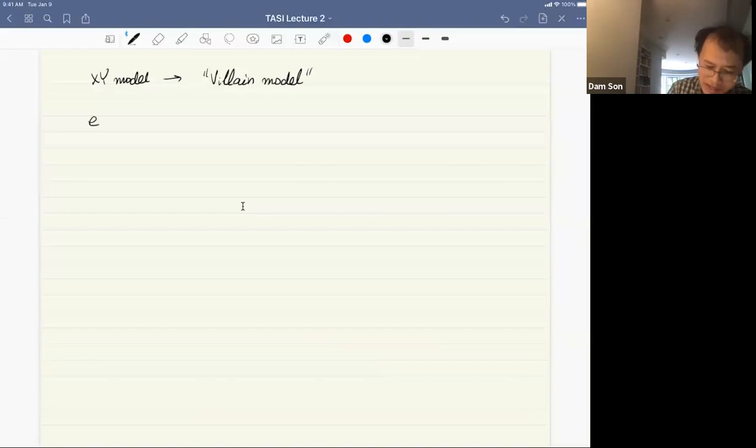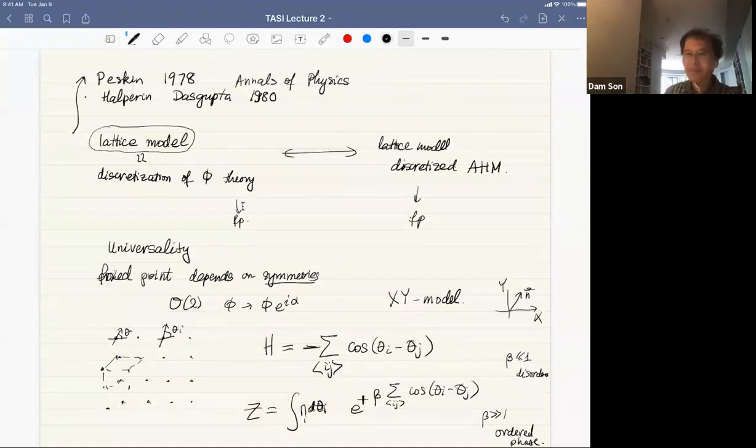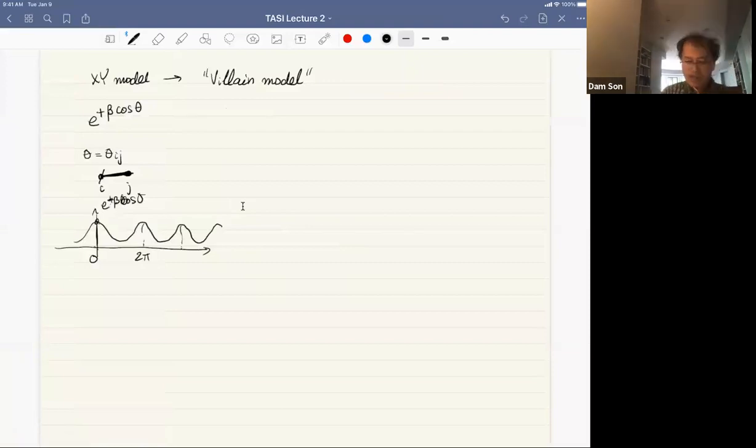So in the XY model, there is this e to the minus beta cosine of theta, where theta is theta_i minus theta_j. The partition function inside the integral is a product of this function, and theta is the difference between the angles on the two sites i and j. If I plot this cosine theta, it is a periodic function with maximum around 0, 2 pi. I should have a plus, sorry, because the Hamiltonian has a minus sign. So it is e to the plus beta cosine theta, a periodic function like this.